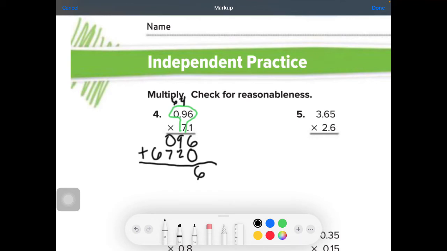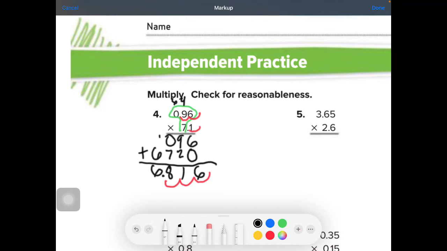Add those together. We have 6, 11, 7, 8, and 6. I like doing this with different colors. It helps me keep them straight. I have 2 place values there and another place value there. So I'm going to go 1, 2, 3. Put my decimal right there. 6.816.